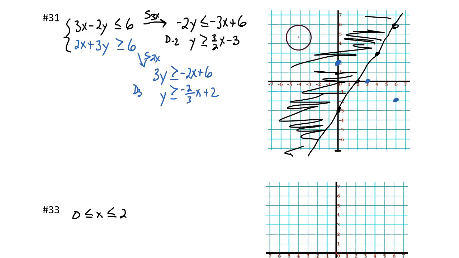This is a solid line. We have a greater than symbol, so we want to be above the blue line. Now find where the shading overlaps. Above the black line and above the blue line.